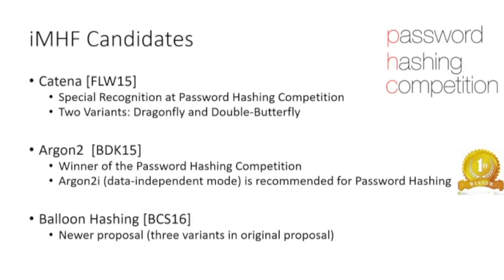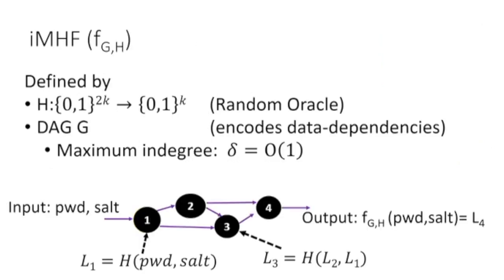There's another newer proposal, which was developed by some researchers at Stanford, called balloon hashing. Here, the design is actually fairly similar to Argon2, but they made a few tweaks that allowed them to actually prove some nice security properties. So it's a newer proposal, but structurally pretty similar to Argon2. Okay, so these are some of the iMHF candidates.